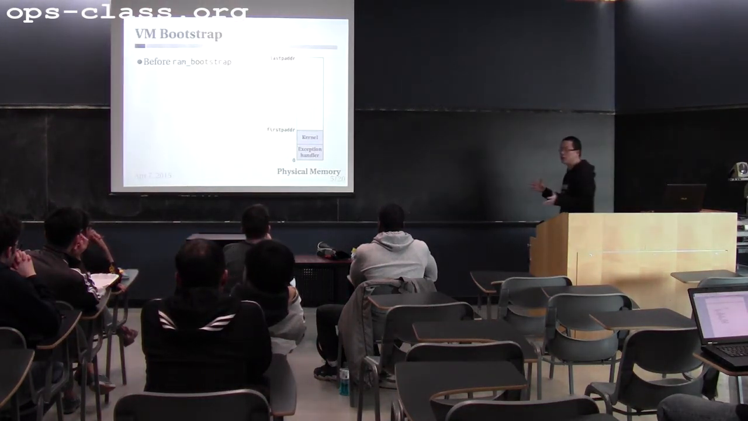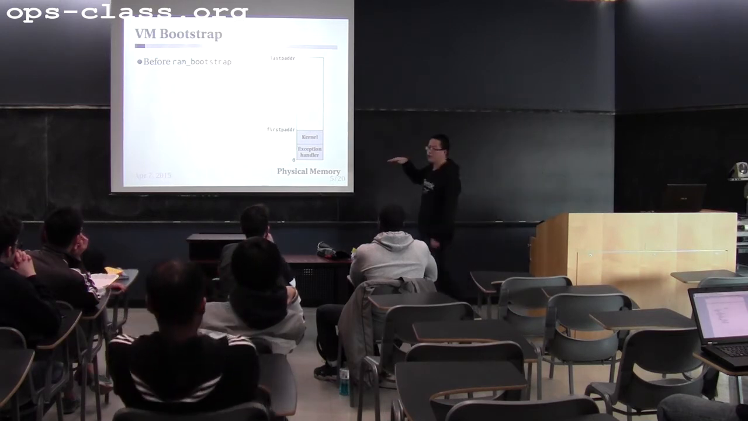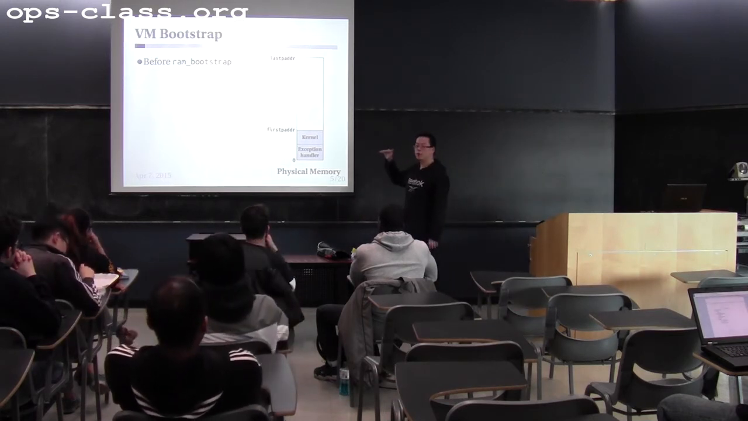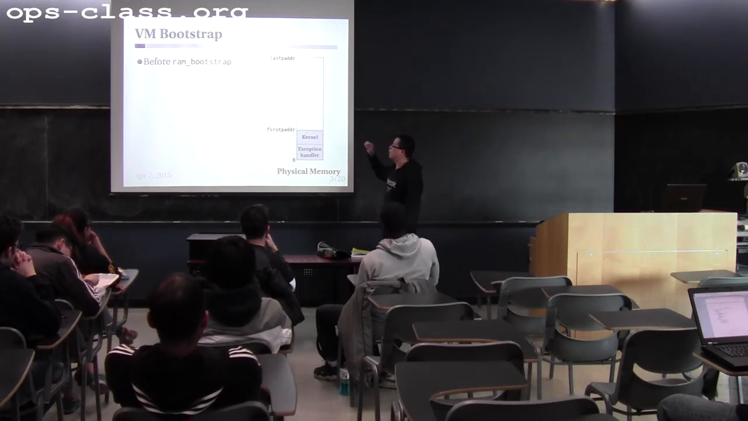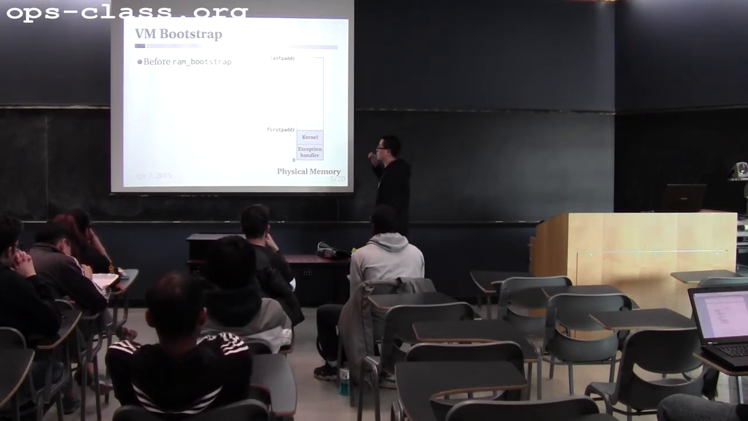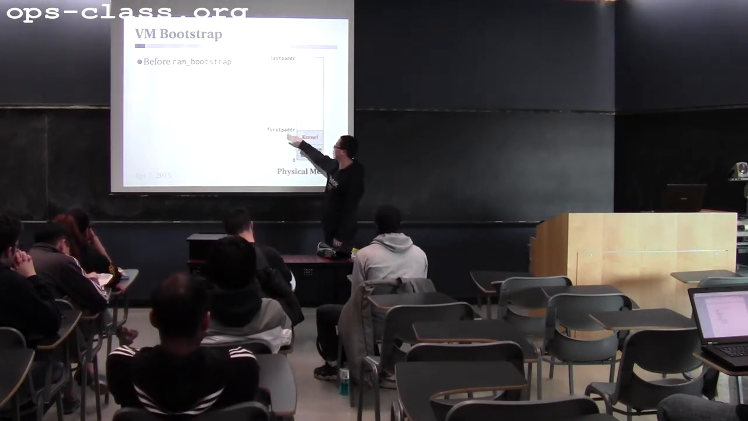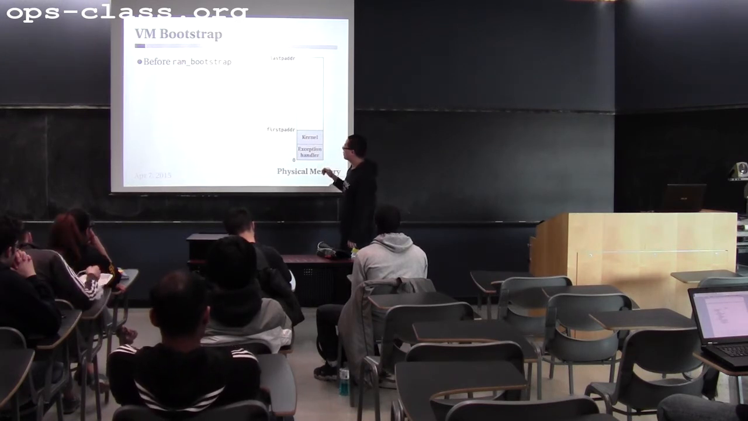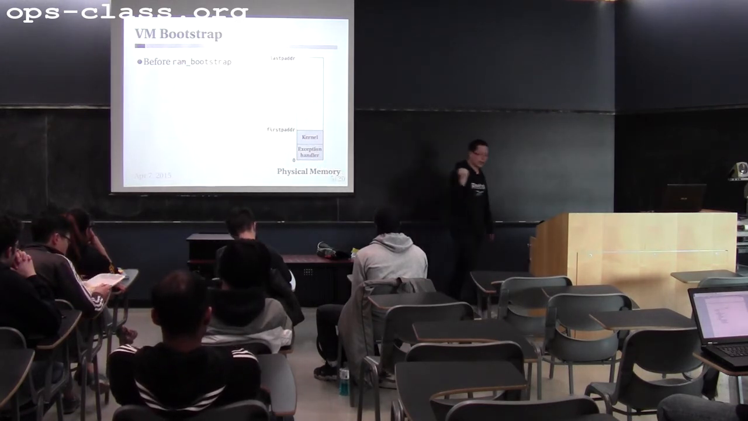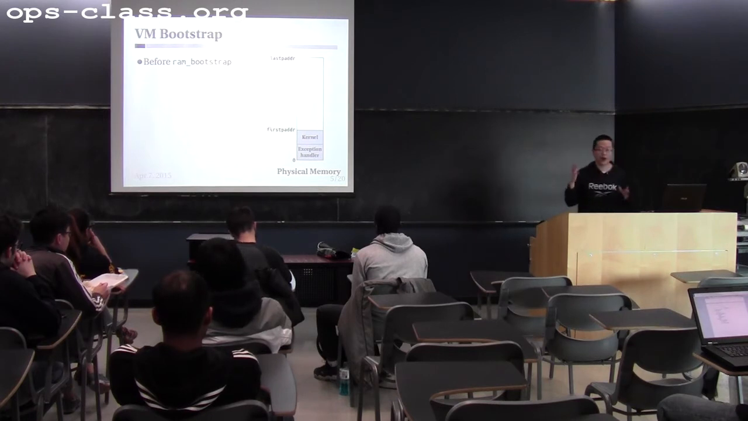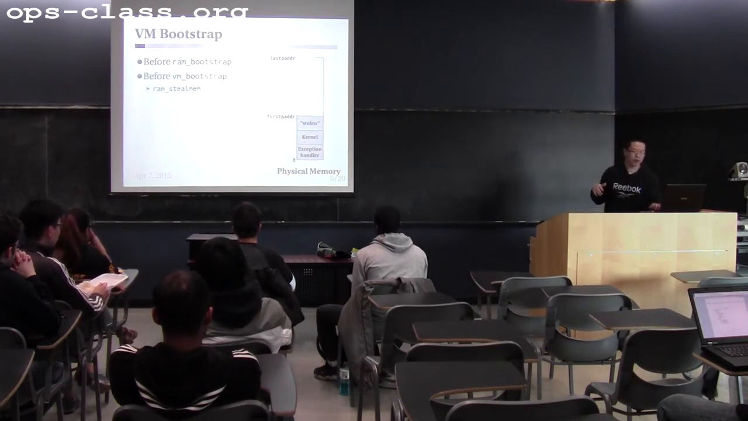So this is what the physical memory looks like, and the value of each variable, right before ram_bootstrap, or actually right after ram_bootstrap, because ram_bootstrap is supposed to initialize these two variables, right? So this is what the physical memory looks like right after ram_bootstrap.